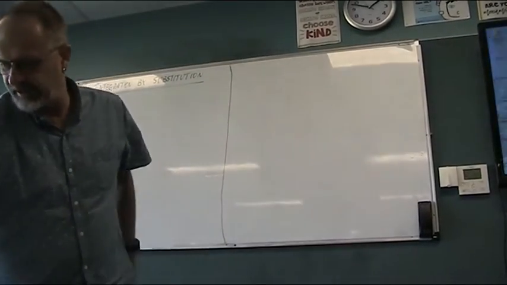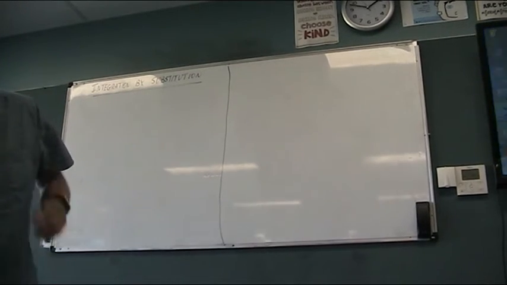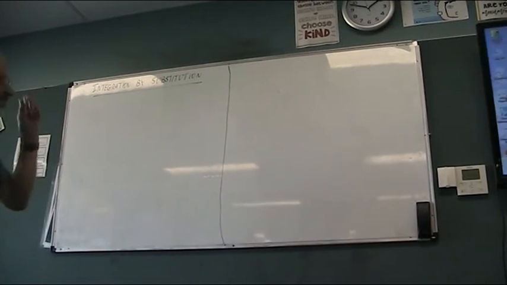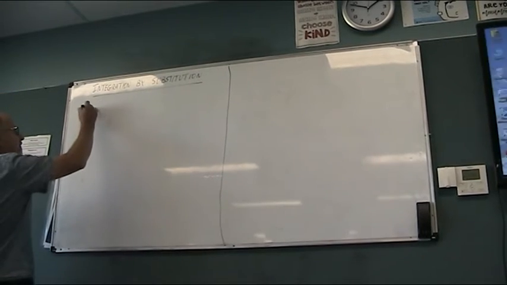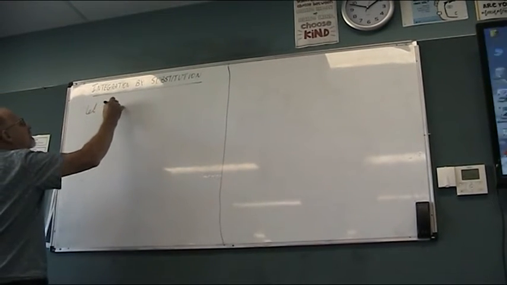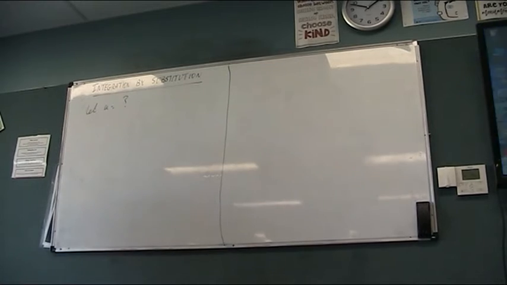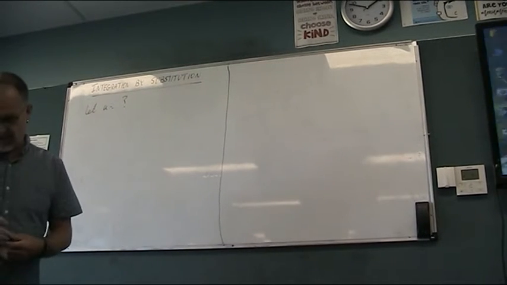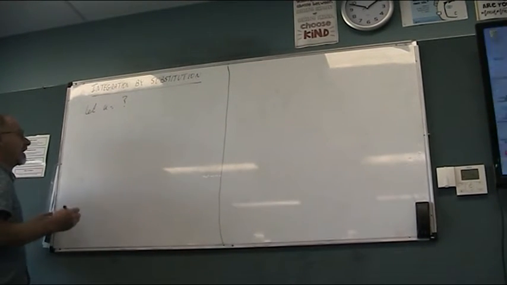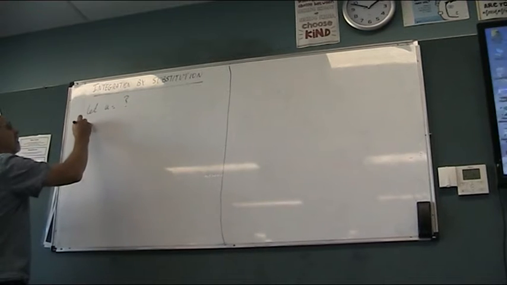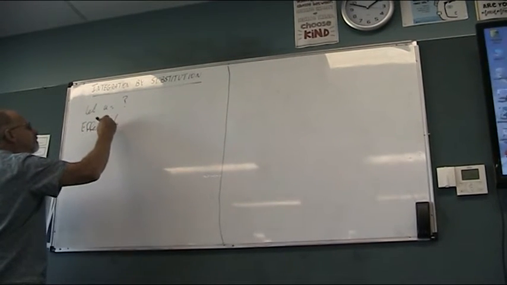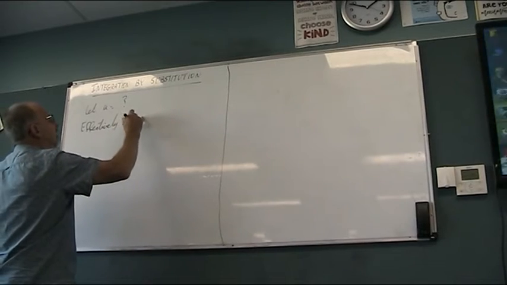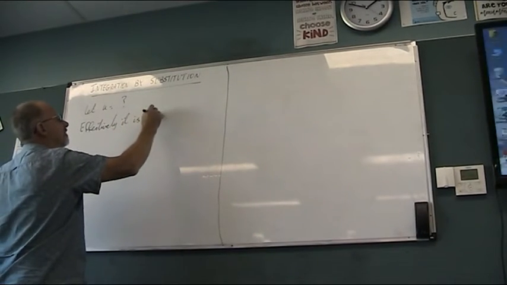Alright, so today integration by substitution. Now, as I already mentioned, we've already been doing a little bit of this. Simply, when you let u equal to something and then use that to help you simplify what you're working with. Effectively, it is the chain rule in reverse.